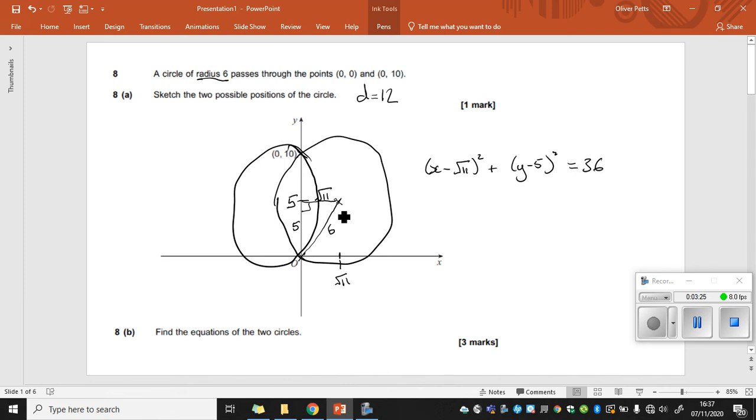Due to the symmetry of the situation, the other center is going to have exactly the same y value, but it's going to be at a negative root 11. So I'm going to have (x plus root 11) all squared plus (y minus 5) squared is equal to 36, and those are going to be my 2 equations.